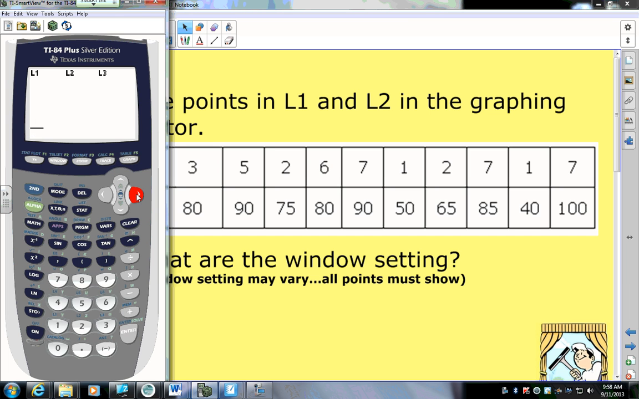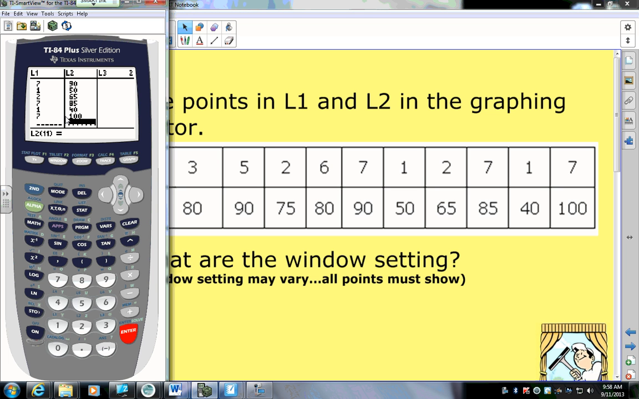I'm going to arrow over to the right and put my numbers into L2. So I've got 80 and enter, 90 and enter, 75 and enter, 80, enter, 90, enter, 50, enter, 65, enter, 85, enter, 40, enter, and 100. Now, again, I'm making sure that I have the same amount of points in L1 and L2. Make sure both of these blanks are filled down here.